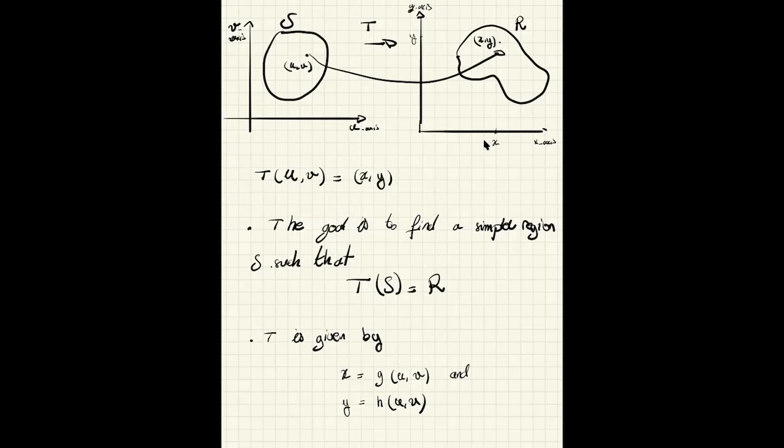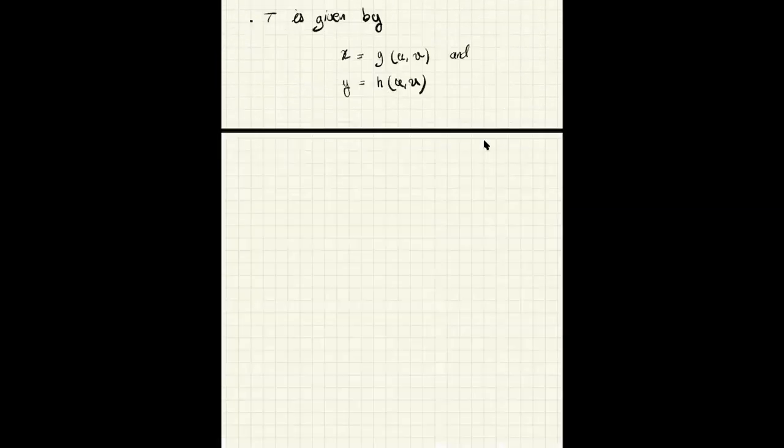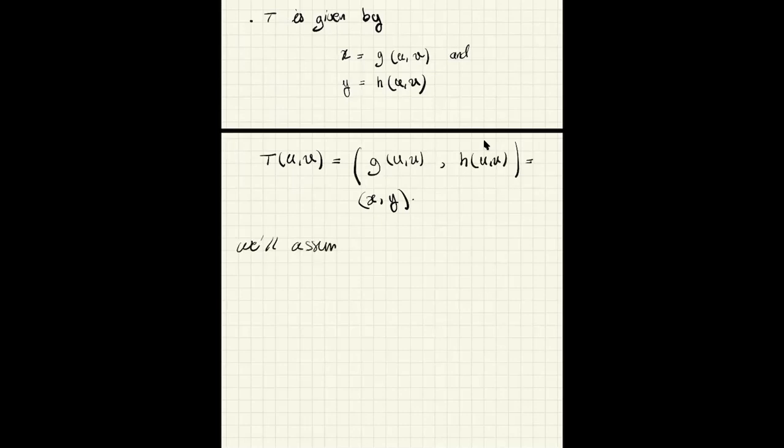So what is the image of the point (u, v)? If I give you the point (u, v) and ask you what the image is, it's just g(u, v), h(u, v), which is x and y. And we'll assume that in general g and h are C1 functions.